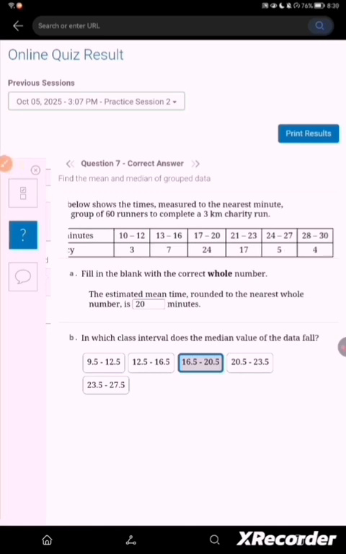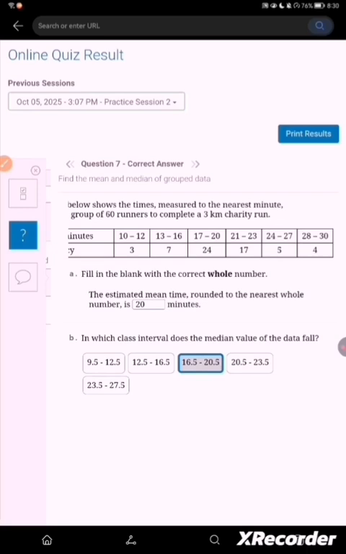60 runners, okay, so that means your total frequency is 60. So you're going to divide that answer by 60, and you get an answer of 19.9, okay? Now, that's normal that you're going to get a decimal. Actually, it's 19.9333 continued. It's normal that you're going to get a decimal because some of your midpoints are decimals, okay? Plus, they told you round it to the nearest whole number, okay? 19.9 is just 20, okay?